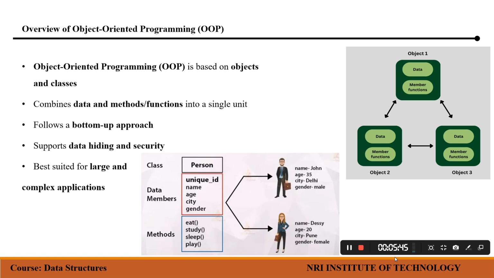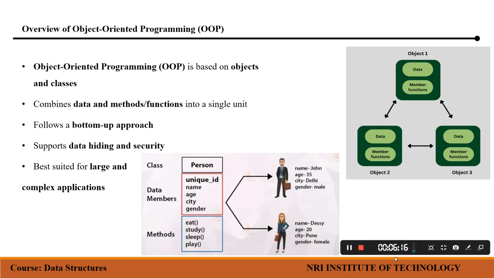You can look at another example, class. The class is Person and its members are: data members are id, name, age, city, gender. Methods are eat, study, sleep, play. So the data members are the attributes or the features of the objects that lie under the class, so that we can identify that particular object. And methods are the actions that each object can perform.